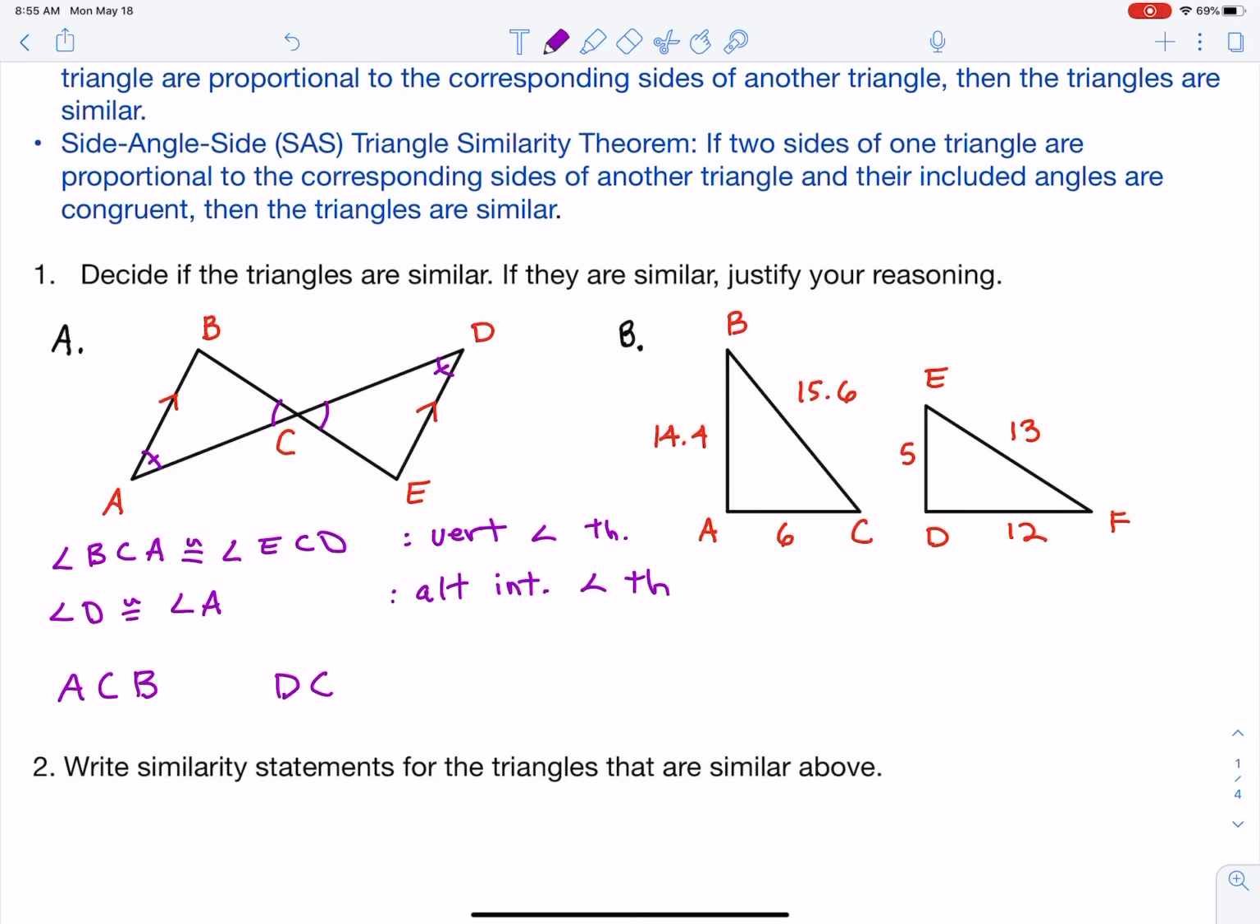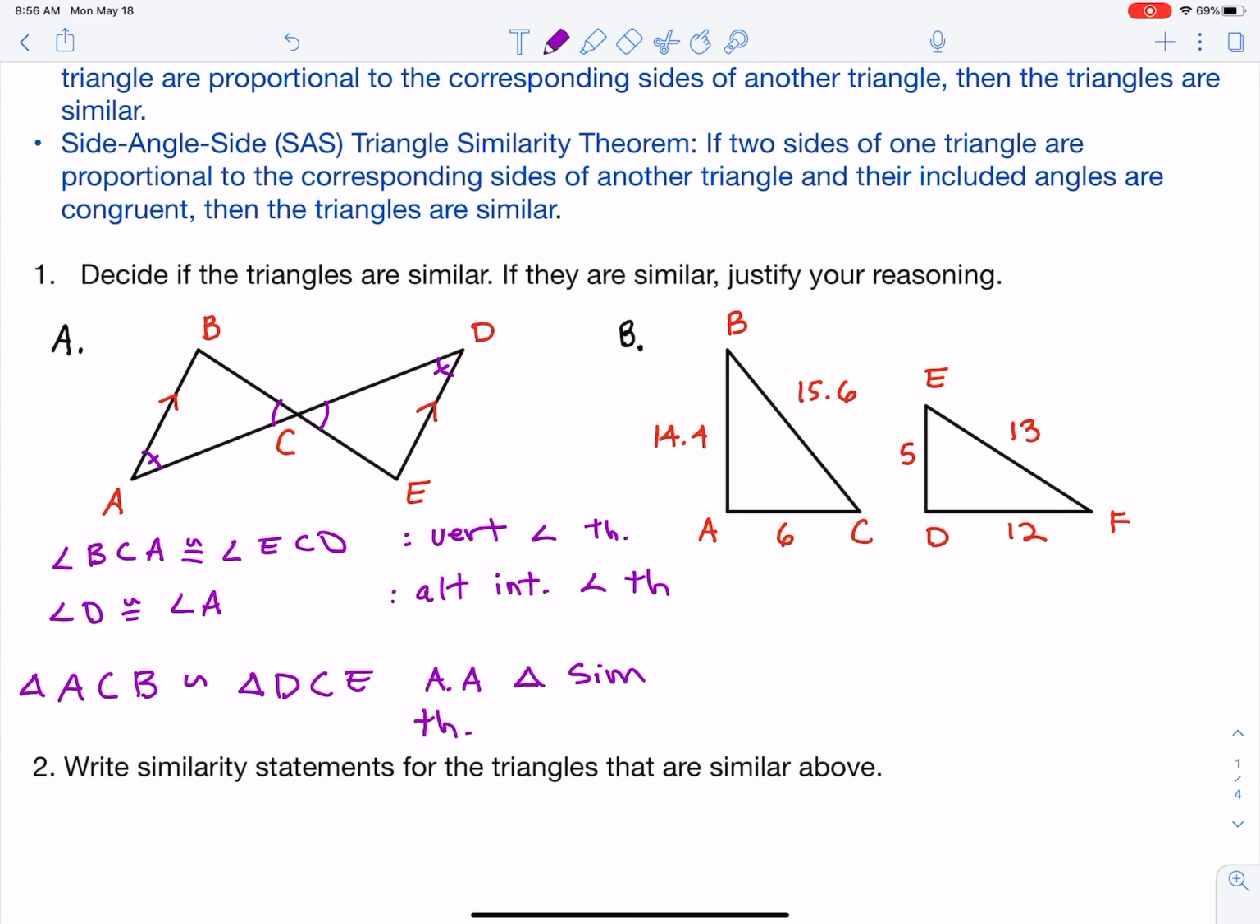And what am I missing here? E. So these two triangles, right? These two triangles are similar. How did I know? The angle triangle similarity theorem. I'm going to abbreviate that so I have some room. Triangle similarity theorem. Okay?